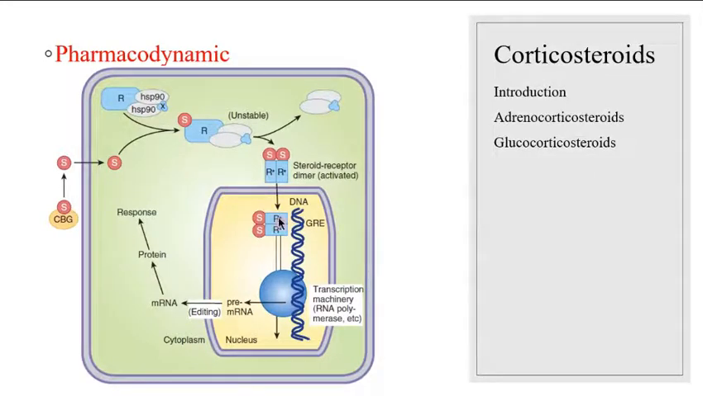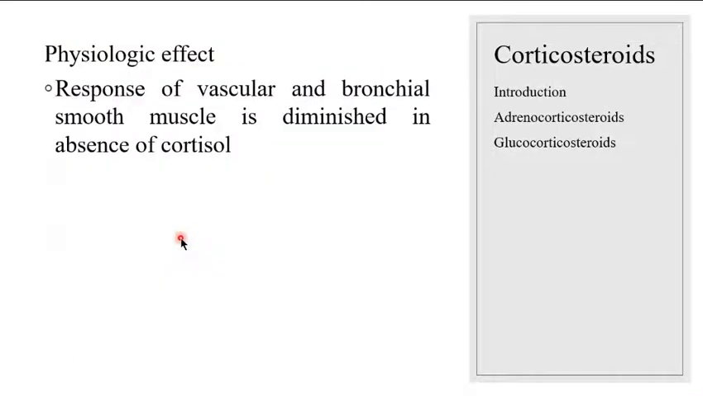Upon activation of the GRE segment in the DNA, DNA starts to produce mRNA. mRNA then leaves the nucleus into the cytoplasm where it is converted to a protein that is responsible for producing various kinds of cellular responses. The response can be different depending upon the cell types.